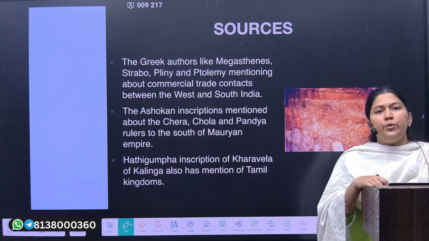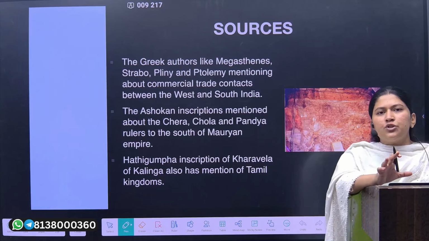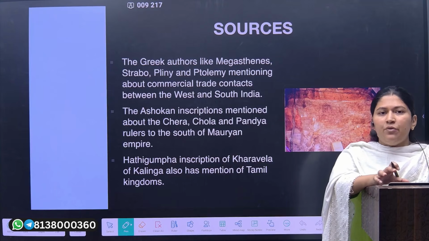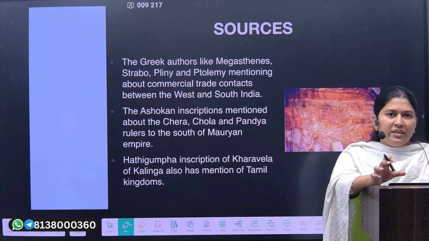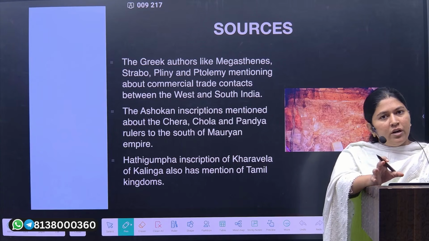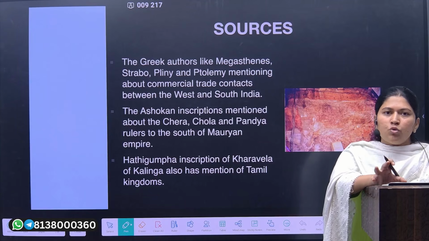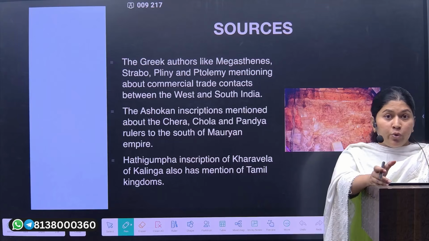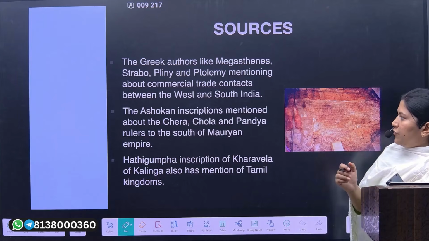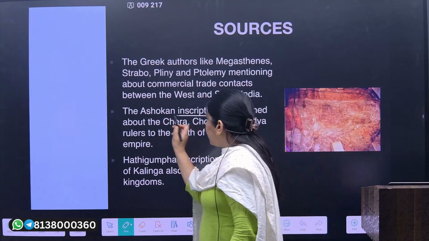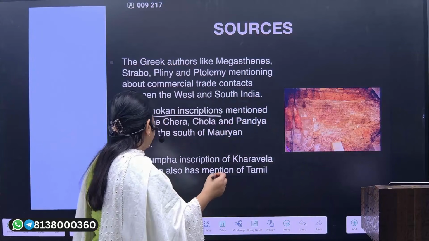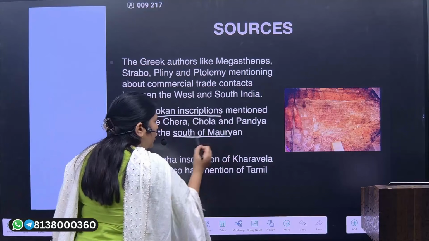Now, as I have told you initially also, the Sangam age was the age where we need to know the contemporary events. We have seen that the Sangam age was contemporary of the Mauryan period. So obviously, we would have the Ashokan inscription, which would tell us the story of the contemporary events of the Sangam period. Here the first major source is the Ashokan inscription, which talks about the Cholas, Cheras, and Pandyas, rulers of the South of the Mauryan Empire.